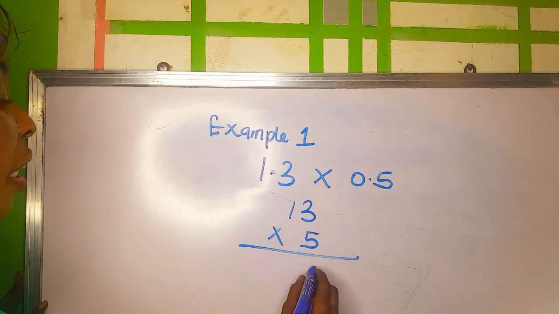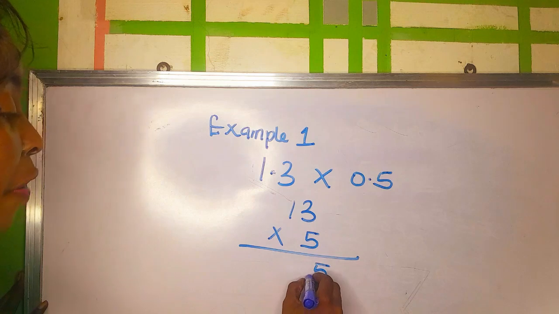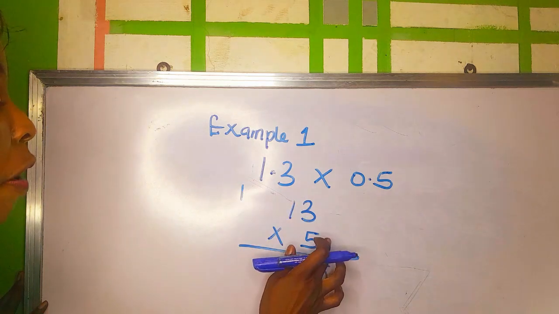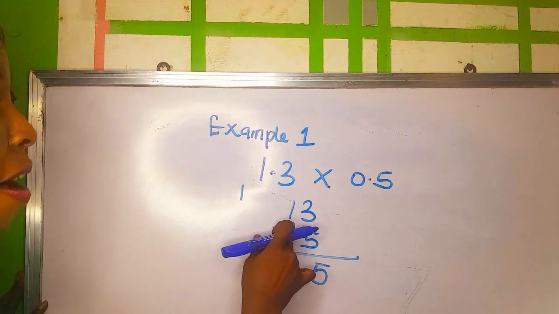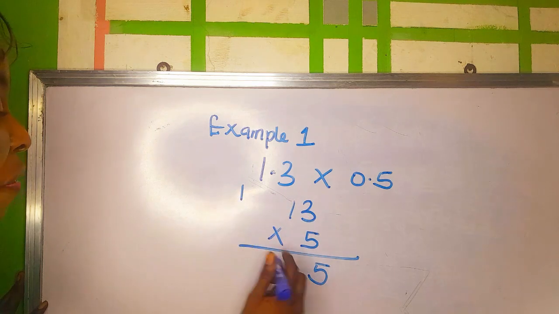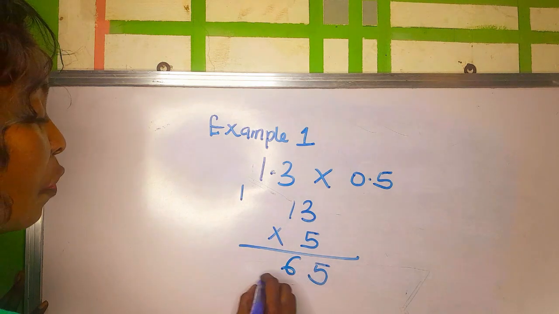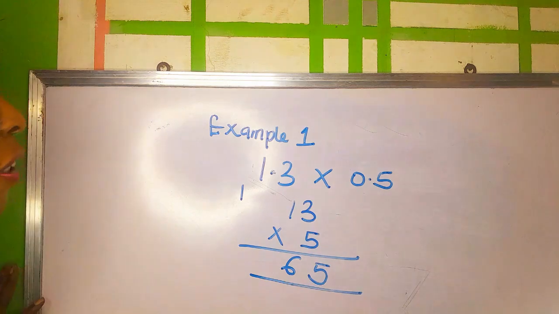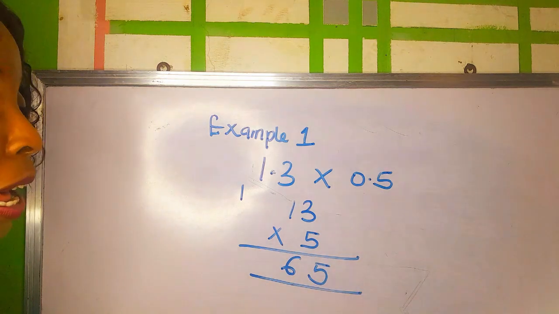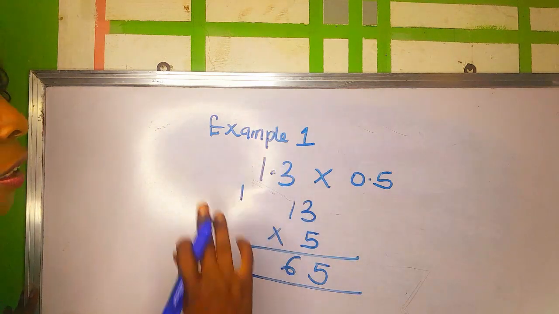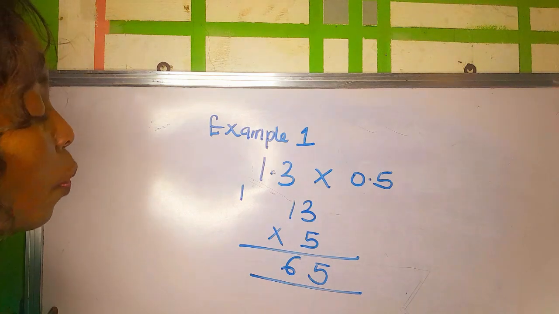5 times 3 gives us 15. I'm going to put down 5 and I carry 1. 5 times 1 is 5, plus this 1 that we have carried, it's going to give us 65. Now, after multiplying, we have to bring back our decimal point. So how do we bring back our decimal point?